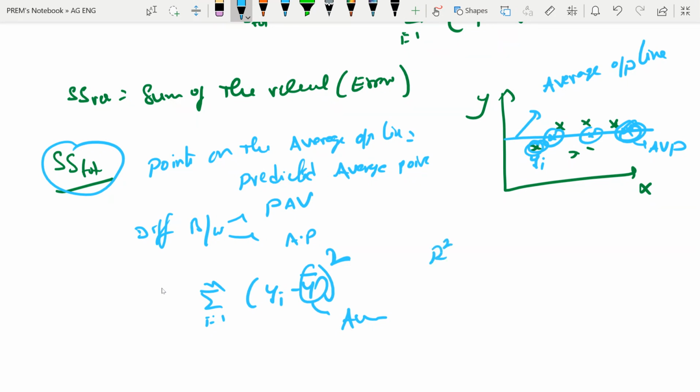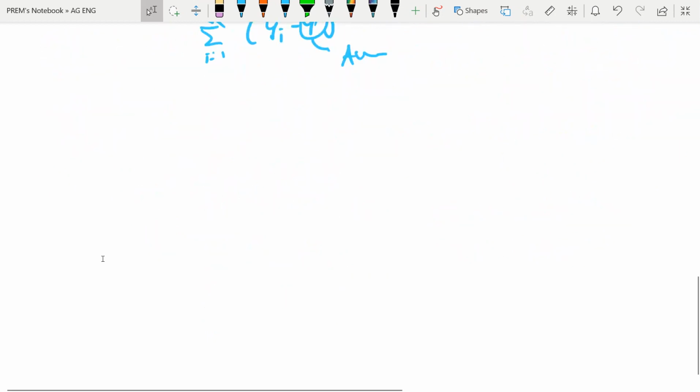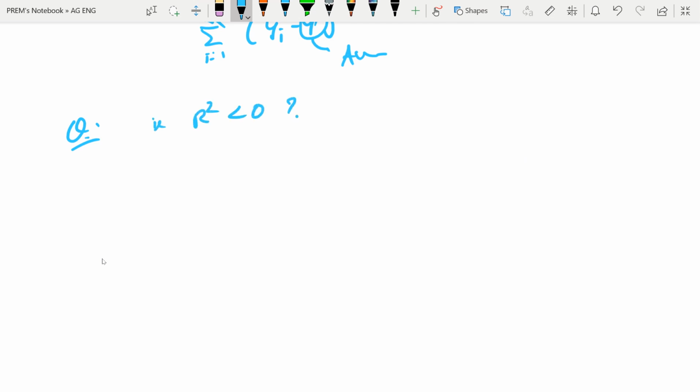If the R square value is near to 1, then the line is the best fit line. Suppose I ask a question: is it possible for the R square value to be less than 0? Possible or not? Yes, it is possible.